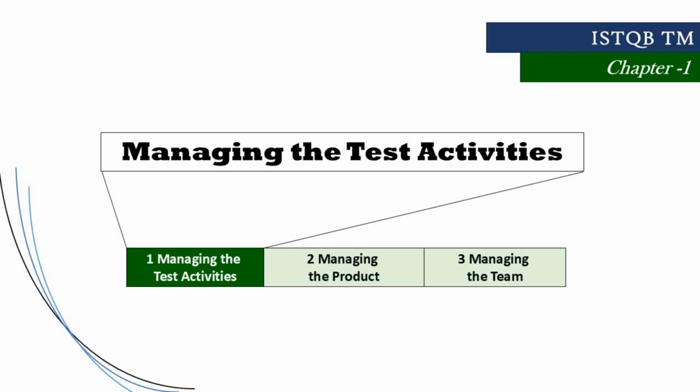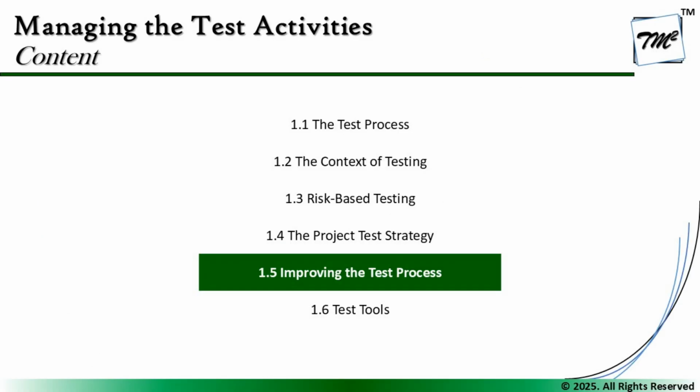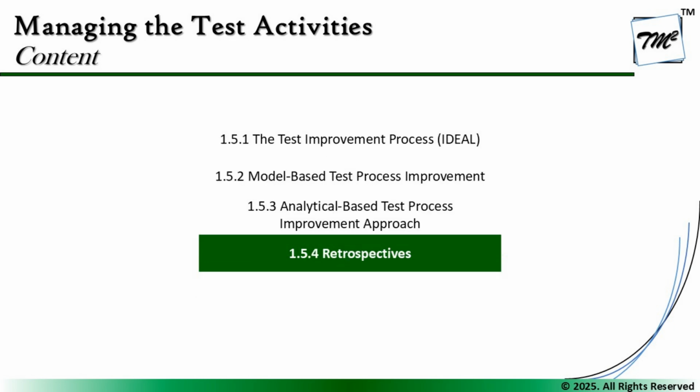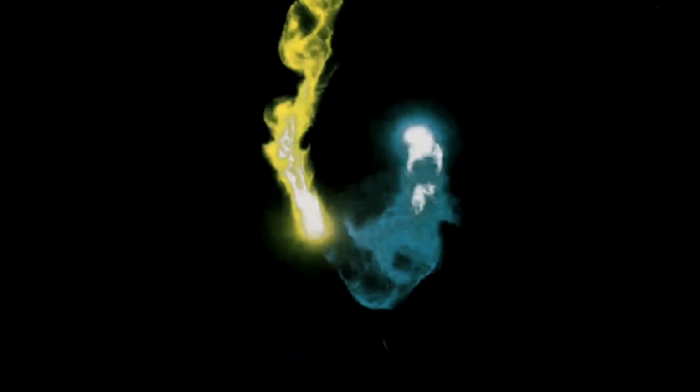Welcome back to another tutorial on ISTQB Advanced Level Test Management Certification. We are in Chapter 1, talking about managing the test activities, and continuing with the same segment, that is 1.5, improving the test process. Today we shall be covering the last topic of this segment, that is 1.5.4, retrospectives. And we will understand how retrospective can be used as a method to define the test improvement actions.